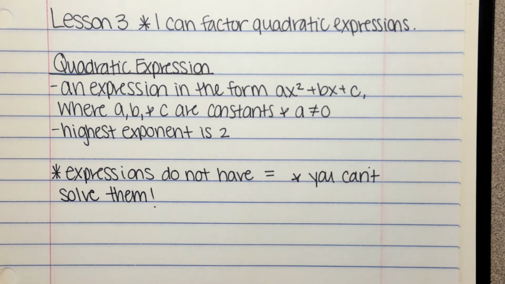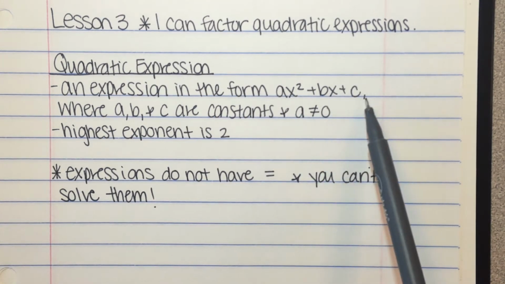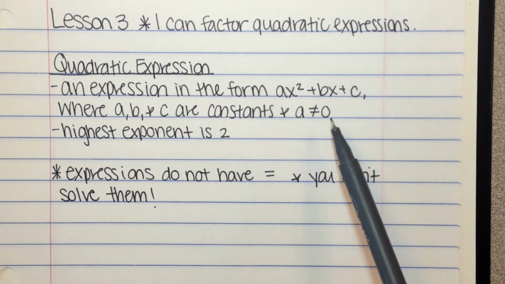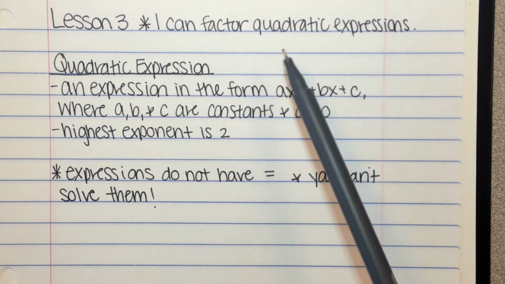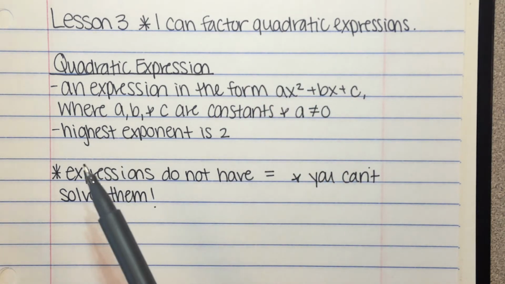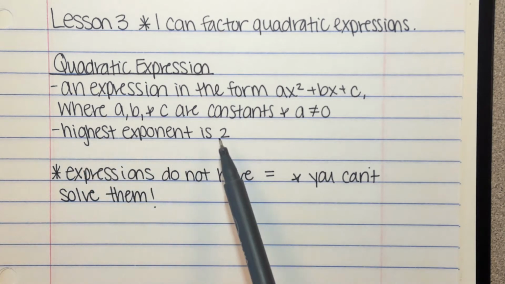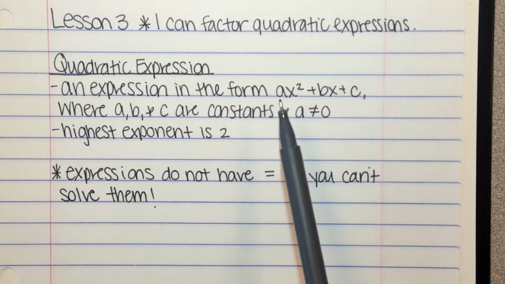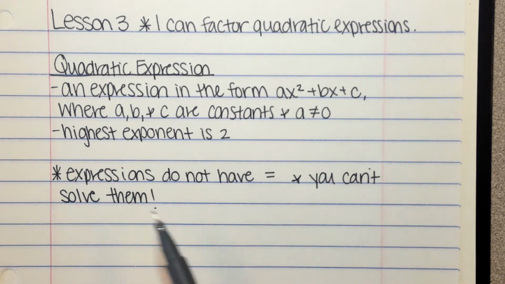So a quadratic expression is an expression in the form of ax squared plus bx plus c, where a, b, and c are constants, or numbers, and a cannot equal 0. A cannot be 0 because if it is, this term disappears and it's no longer quadratic. An expression is quadratic when the highest exponent is 2. Okay, so the highest is the variable squared. And remember, expressions do not have equal signs and you can't solve them. We are not solving, we are factoring, okay?